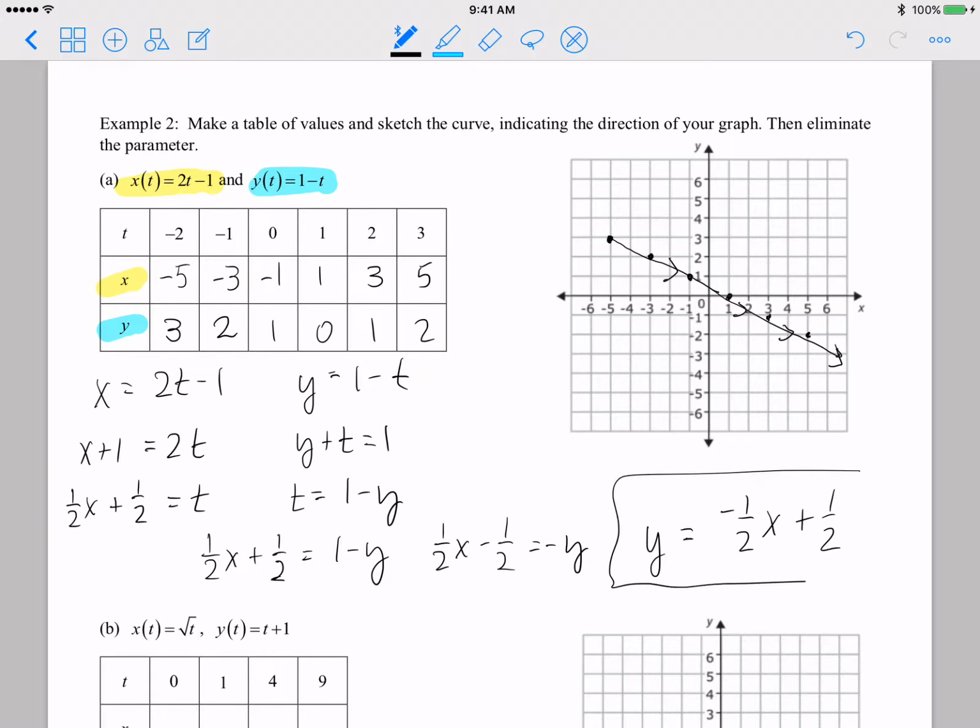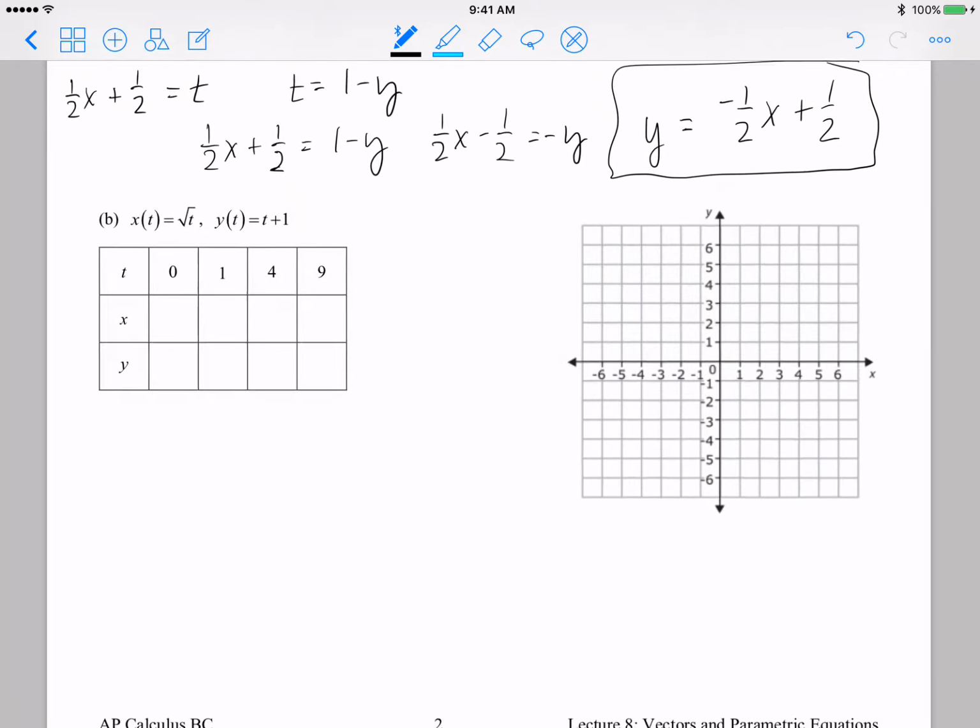And now I want you to notice that our graph is the graph of negative 1/2 x plus 1/2. Notice that the slope of that line is negative 1/2. The y-intercept, which is right there, is positive 1/2. And so you should notice that the equation matches the graph in this particular case, and that's going to happen in all of our examples.